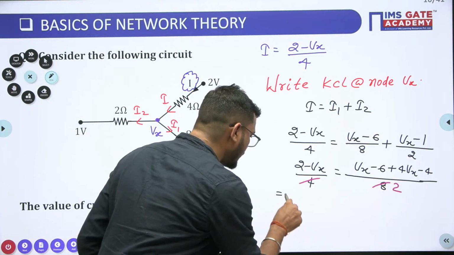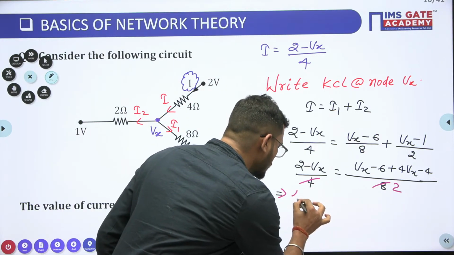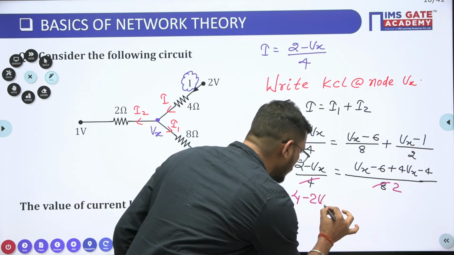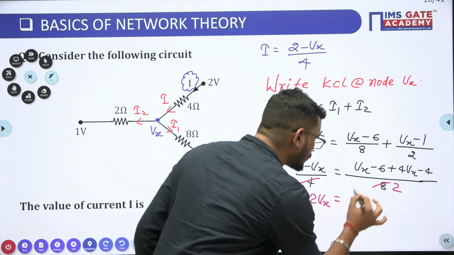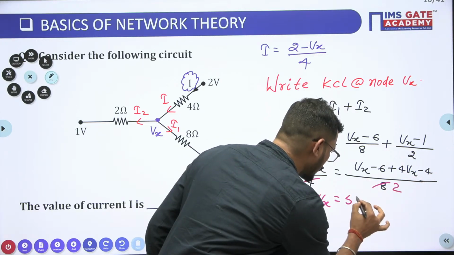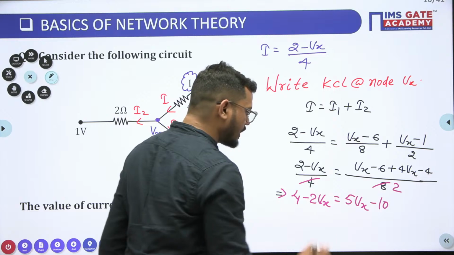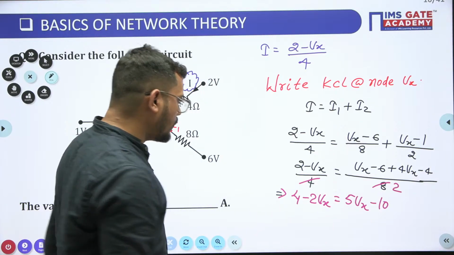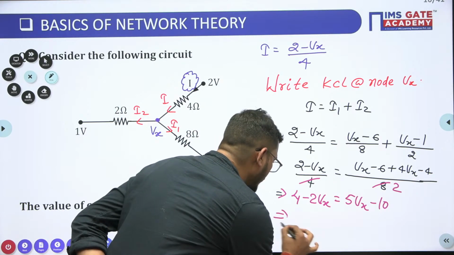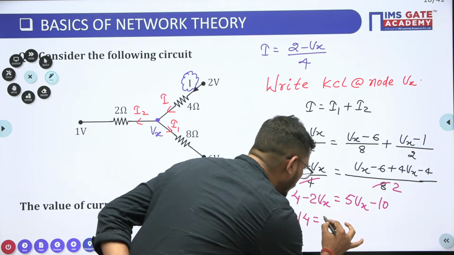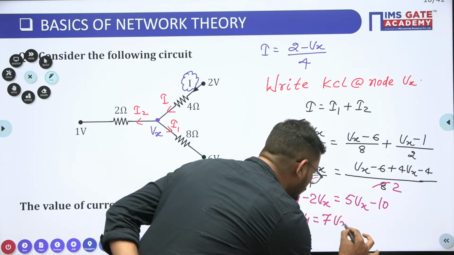We can write, what we can write, guys? So this is 4 minus of, what is this? So this is 2 times of Vx is equal to, so this is 5 times of Vx minus of 10, guys. Is it clear now? Is it correct? Yes or no? Yeah. So here what we can write? So this is what? 14 is equal to 5 plus 2, 7 times of Vx, guys.